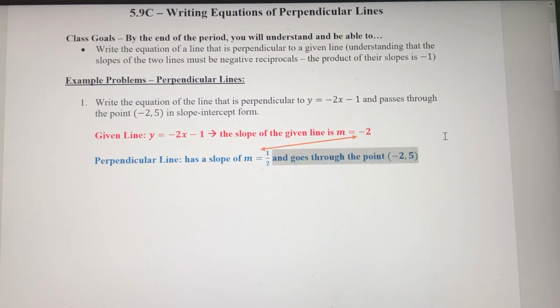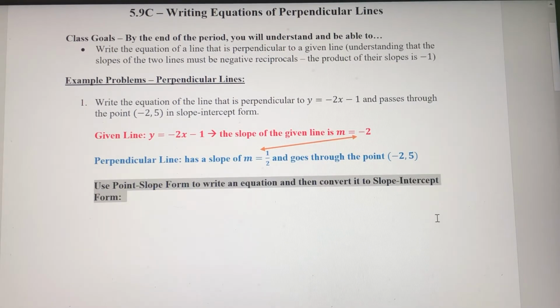Okay, and we also want it to go through the point (-2, 5). Okay, so once we know the slope of the perpendicular line, and once we know the point that it's going through, we can use point slope form. Okay, so y minus the y coordinate equals the slope times x minus the x coordinate. Okay, so y minus 5 equals 1/2 times x minus a -2.